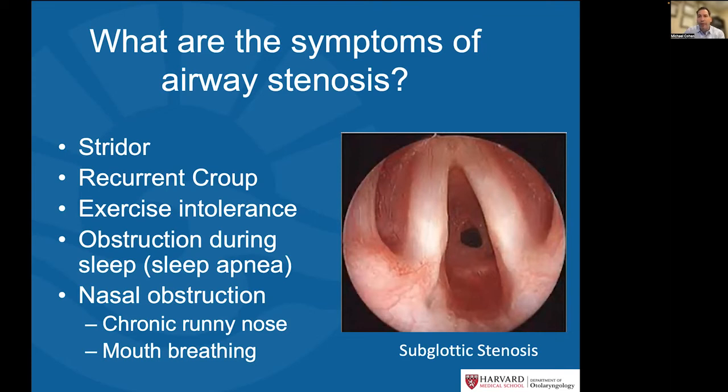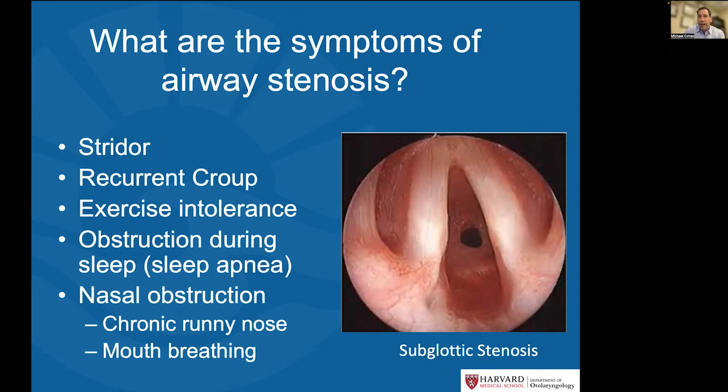And we can have a recurrent croupy cough, or croup. Croup is a viral illness which typically children get once, maybe twice. But if there's a child who gets croup every time they get a cold or upper respiratory infection, we have to be concerned that there might be a narrowing of the airway that's contributing to that. So recurrent croup is a red flag for airway stenosis.